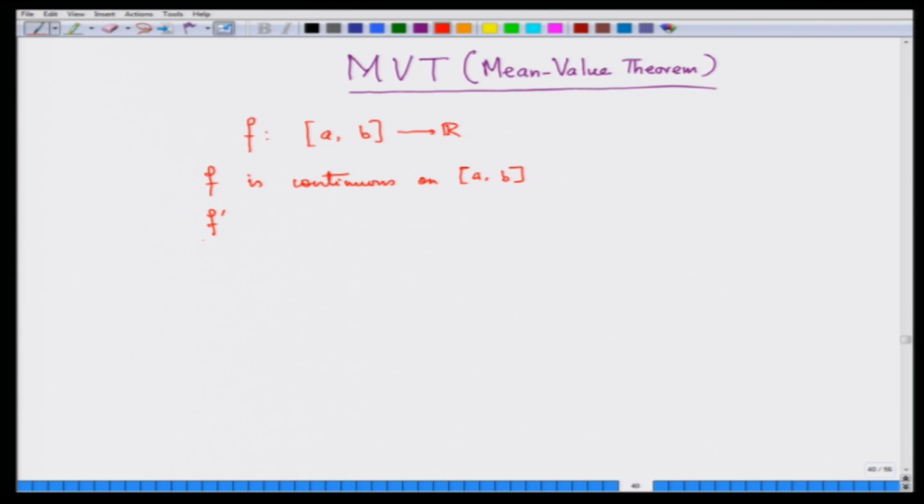Then assume that f dash, the derivative, exists on the open interval (a, b). Then, I am writing it in red, it is so important.